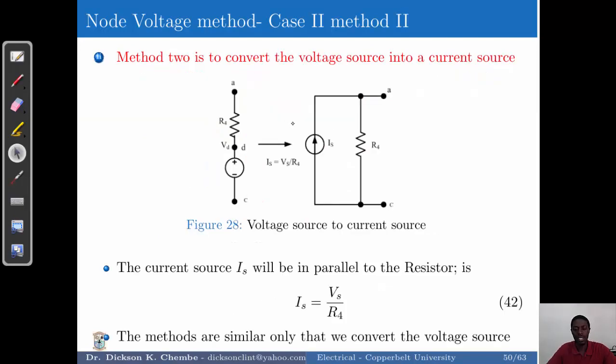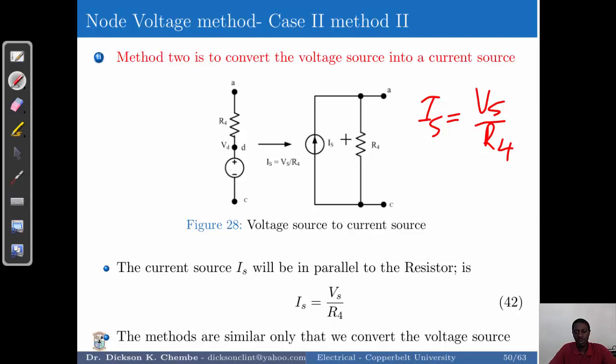The second scenario, case 2, is by converting the voltage source into a current source. When we convert the voltage source into a current source, we are going to have a current source parallel to the resistor that it is connected to. And we call this source transformation. In source transformation, how do we determine the value of the current source? The current source is simply going to be equal to the voltage source over the value of the resistor. In this case, we've got resistor 4. So when we convert that, we obtain the current source value. The resistor value stays the same.